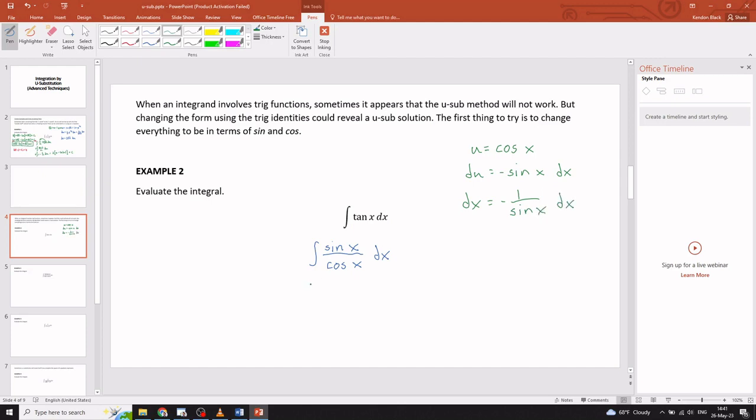Okay, now let's make our substitutions. We have the integral of, okay, so u is cos x, so we have sine x over u. And then dx is -1 over sine x du. Sorry, one of these should say du. Sorry about that. dx is -1 over sine x du.